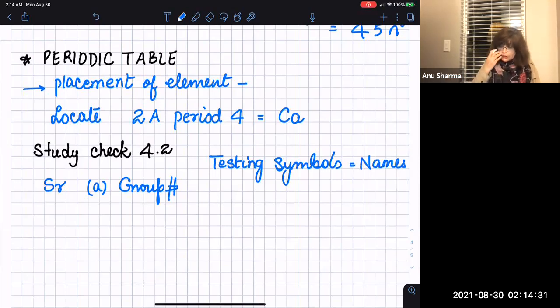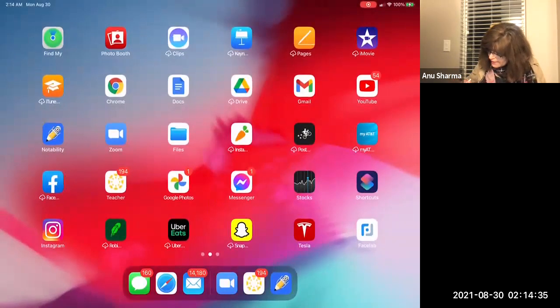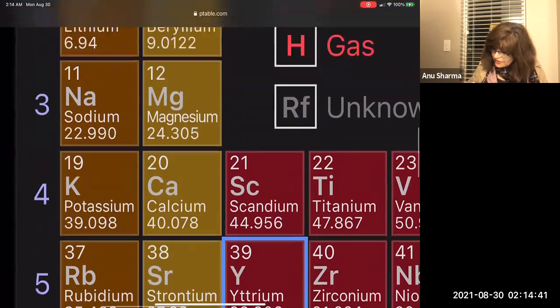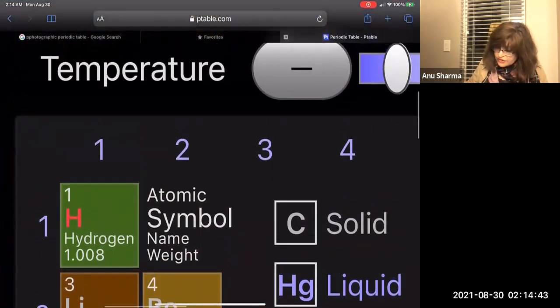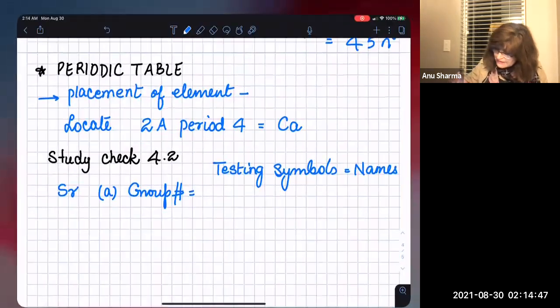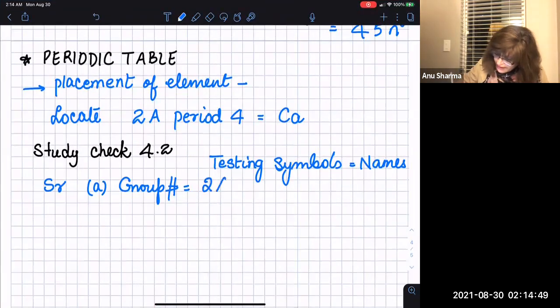So we talked about strontium. So what group number is it in? So you go back, look at the periodic table, and if you remember strontium is Sr, or you should know where to look. So this is present in group 2A. So just write this down, it is present in group 2A.